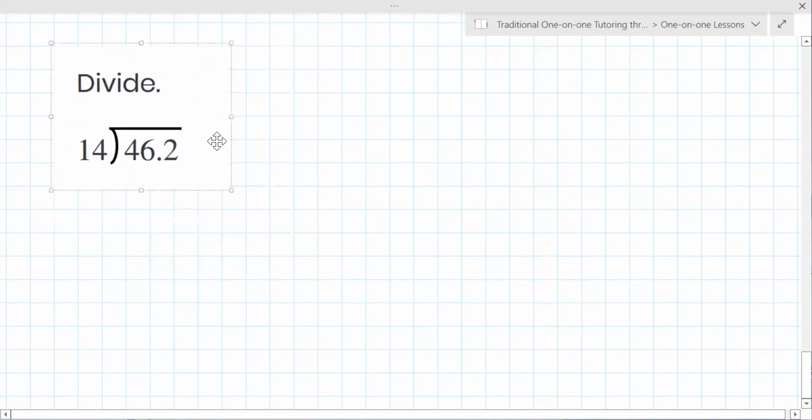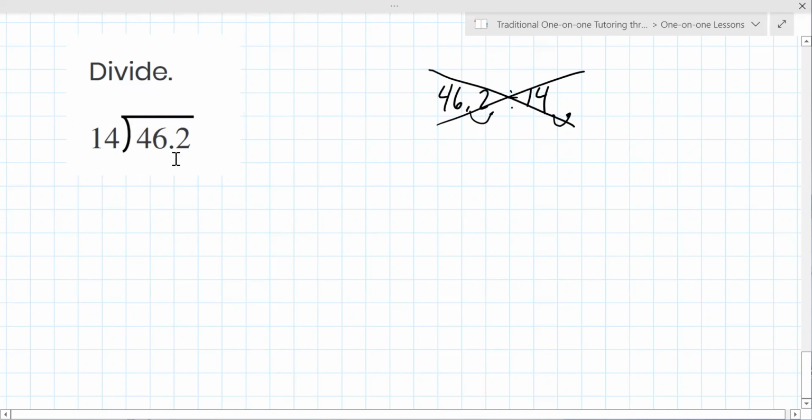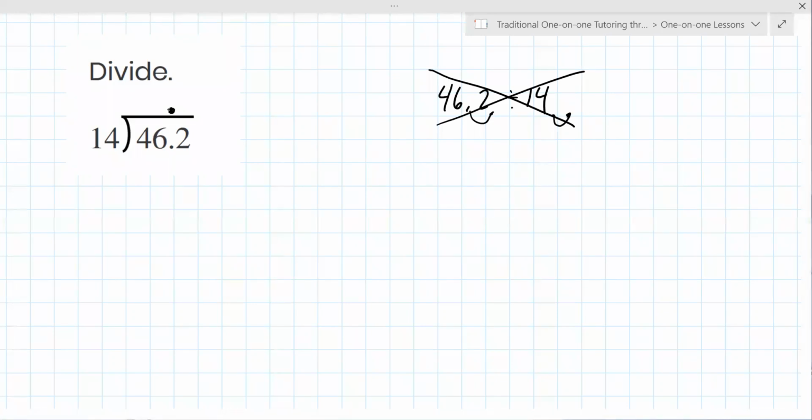In a bunch of the previous problems, I've been putting the numbers off to the side, like I would say, oh, it's 46.2 divided by 14, and then we would move the decimal. You don't need to do that when the decimal is inside the house, but your answer has a decimal up here at the top. So this is a little bit different, but it's the same type of question.